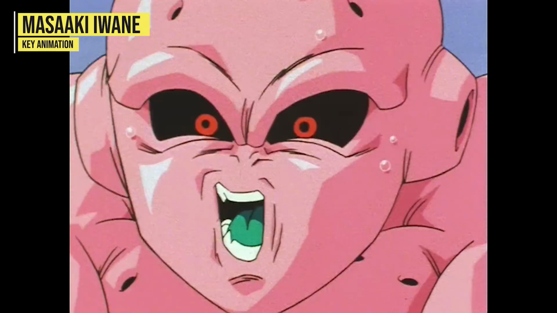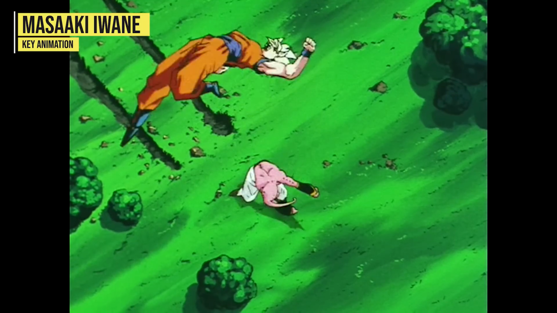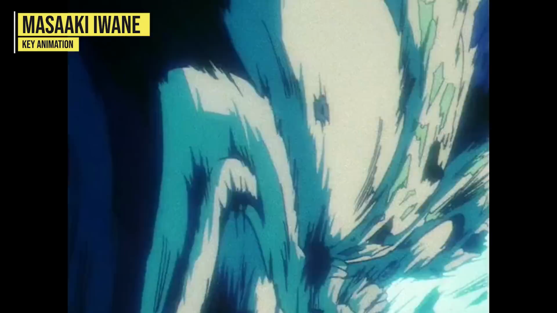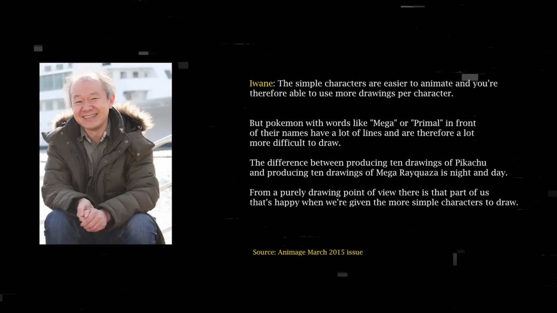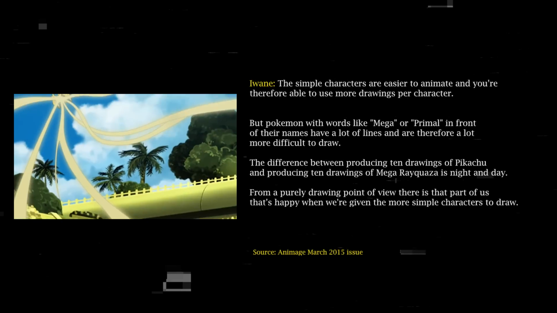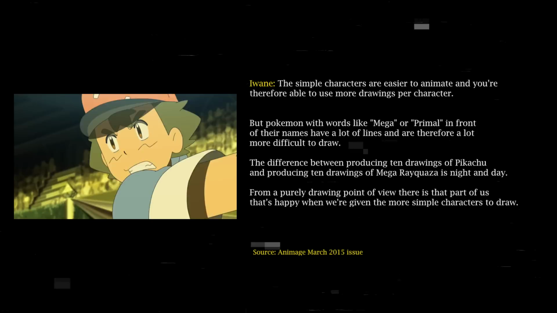Let's take those of a fan favorite Dragon Ball animator, Masaki Awane, behind the best cuts of action animation in Z, and also was the key animator behind Cell's death, so, you know, has a bit of clout. He said, quote, "The simple characters are easier to animate and you're therefore able to use more drawings per character. From a purely drawing point of view, there is that part of us that's happy when we're given the more simple characters to draw."